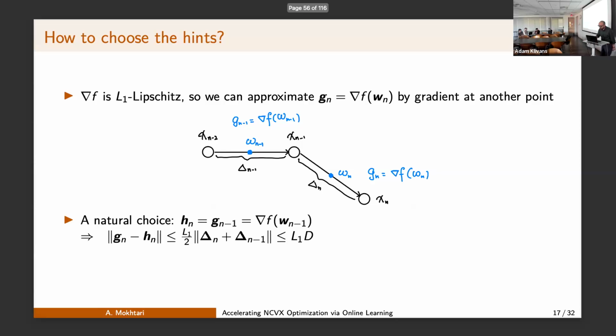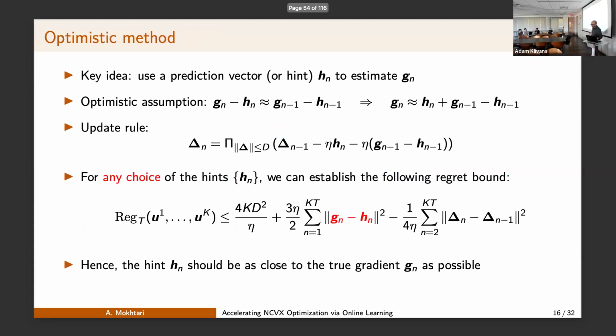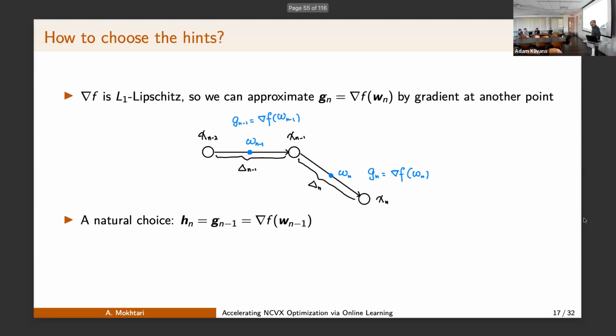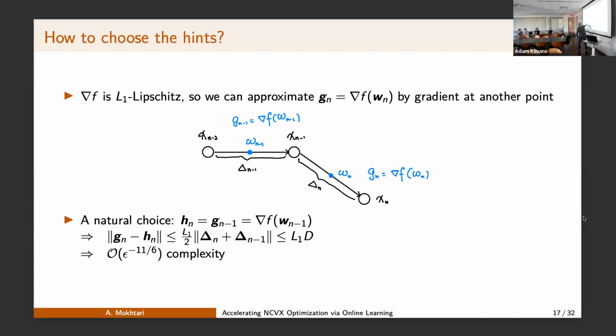And if you do so, you can show that the error between your estimation, which is the previous last point gradient, and the true one, which is the gradient of Wn, is something depending on delta n minus 1 and delta n divided by 2. Even the picture shows that, roughly speaking, and L1 pops up. Now, if I replace this error into my previous upper bound, optimize for D and T, and do all the magic, I'm going to get 11 over 6. So I use this hint.